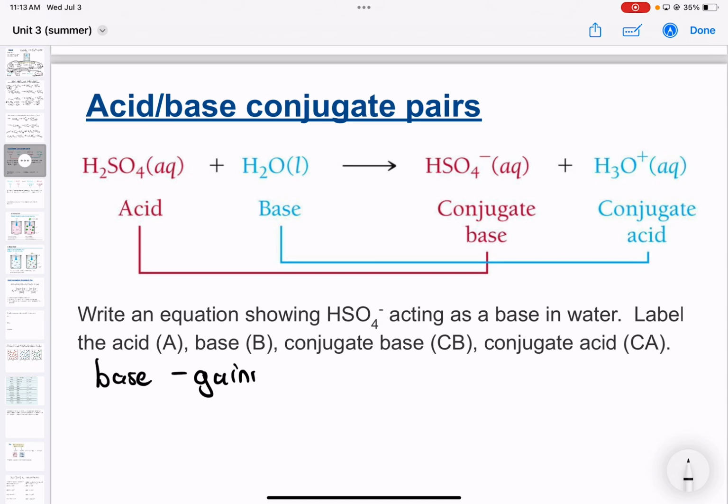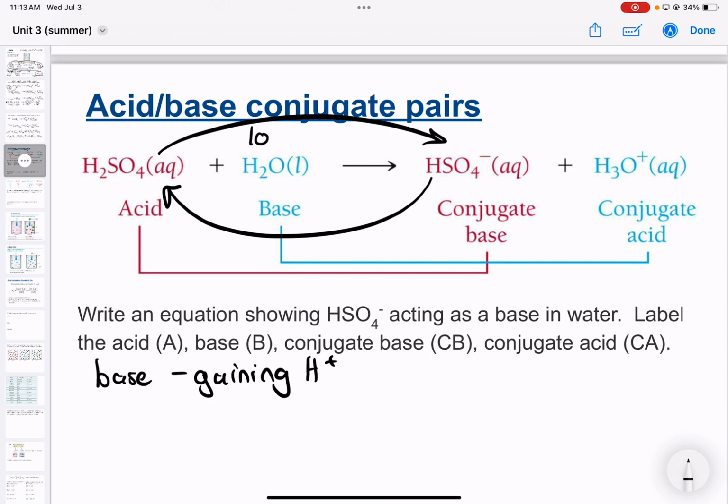gaining an H+, look at how it looks when it turns back into H2SO4. It gained an H+ in that direction. So in this direction, it's losing an H+, and in that direction, it's gaining an H+. So the reactant, we call that an acid. The product that could turn back into the reactant, we call that a base, because in the reverse direction, it acts as a base.